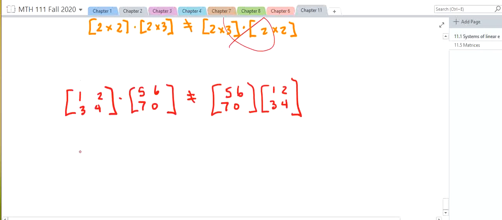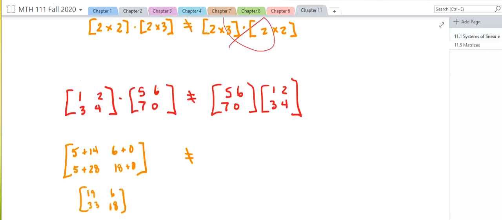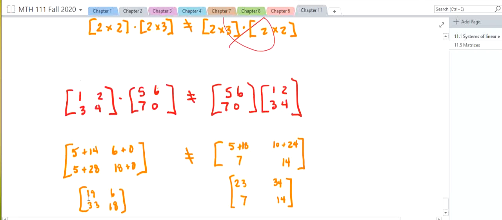And let's do this and we'll see. So 1 times 5 is 5, and 2 times 7 is 14, and then 1 times 6 is 6, and 2 times 0 is 0. So here, since I'm running out of time, I went ahead and finished this for this one. Now let's do this one over here. And then you see here that you end up with 2 different results. So they're not equal, so you cannot do this.